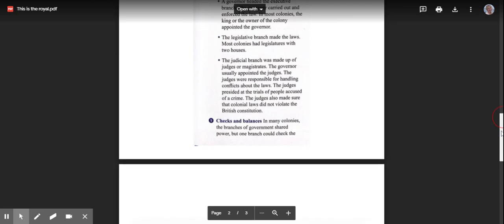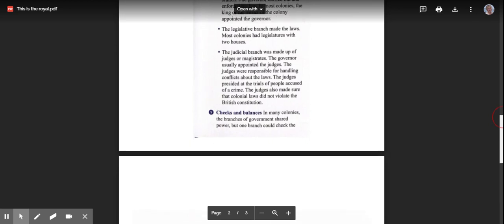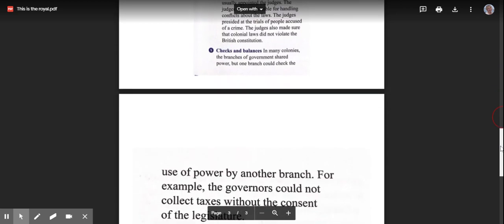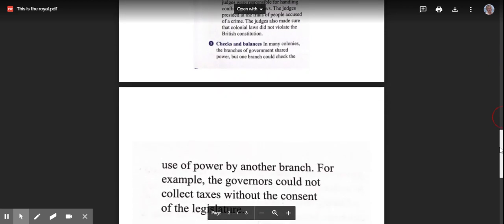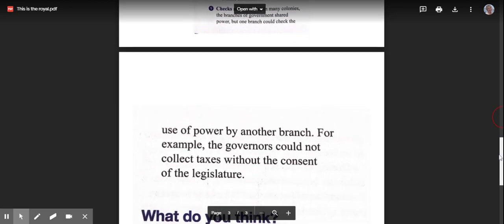Number five, checks and balances. In many colonies, the branches of government shared power, but one branch could check the use of power by another branch. For example, the governors could not collect taxes without the consent of the legislature.